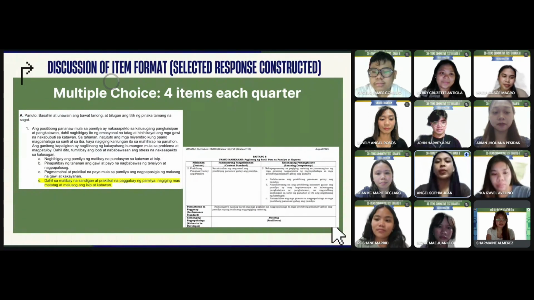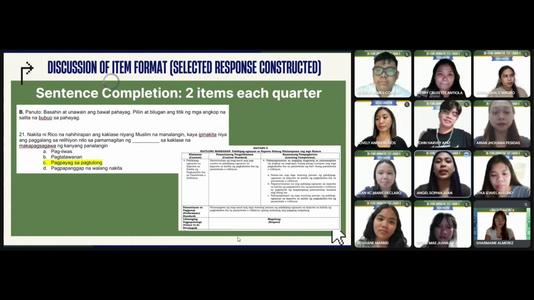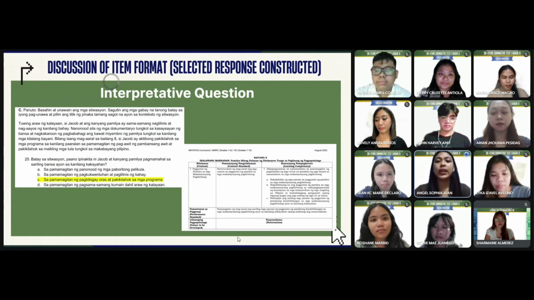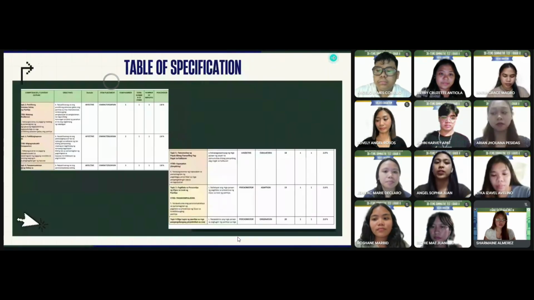Now, for our assessment, we use a selected response format, and the test is divided into three parts. The first part of our test is multiple choice with 4 items per quarter. Next slide, please. Followed by sentence completion with 2 items per quarter. And finally, we included interpretative questions with 1 item for each of the first 2 quarters and 2 items for quarters 3 and 4. Now, let's proceed to the table of specification.